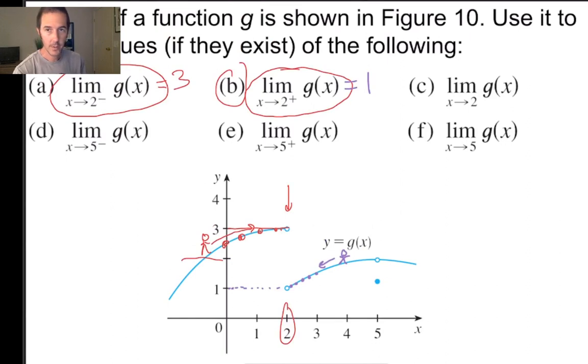Which leads us to this very important question. What is the limit of g of x as x approaches 2? And the answer is, it does not exist. I don't think you would say undefined. I think you would just say it does not exist. Why doesn't it exist? Because the limit from the left does not equal the limit from the right. Because 3 does not equal 1, we do not have permission to say that the limit as x approaches 2 is equal to anything.